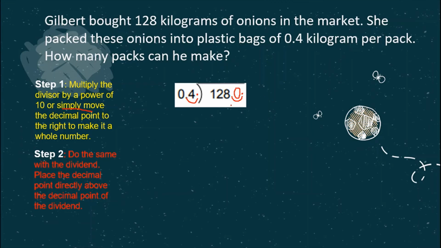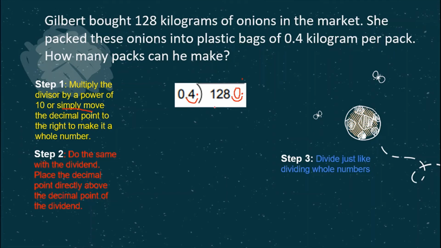Okay, so after that one, don't forget to point directly the decimal point above our dividend. So this will be now the decimal point for our quotient. They should be properly aligned. Okay, so after we put now the decimal point at the top of our dividend, let's proceed to step number 3, and that is divide, just like dividing whole numbers.